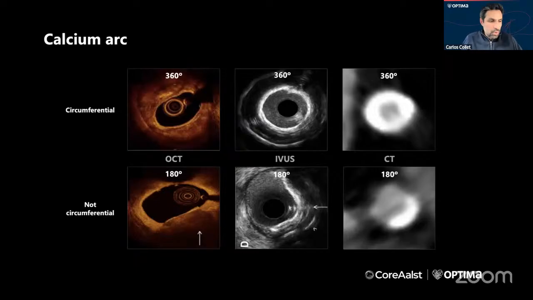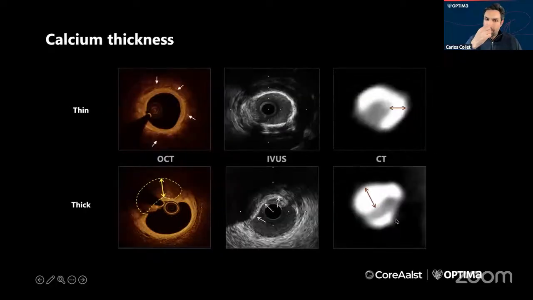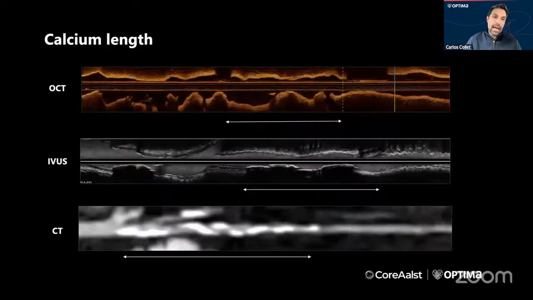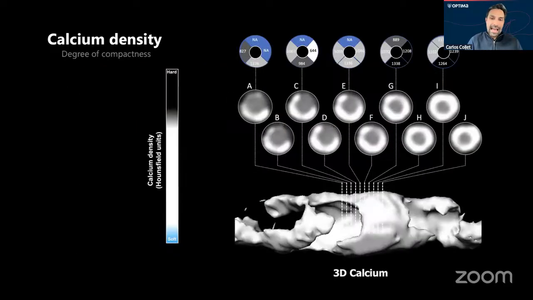Now, how can we do that? Well, very easy. You have here the assessment of the circumference of calcium. Here you see IVUS and OCT on the left side, and you see how it looks in the cross-sectional view with CT. So again, it is quite easy to identify circumferential and semi-circumferential calcification. The same applies for thickness. You see here on the top a thin calcification, and in the bottom a thick calcification. And here you can also measure, of course, the length of calcification.